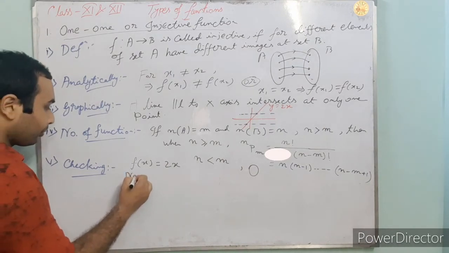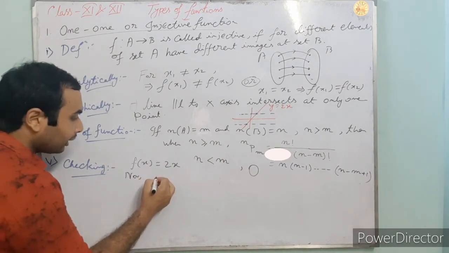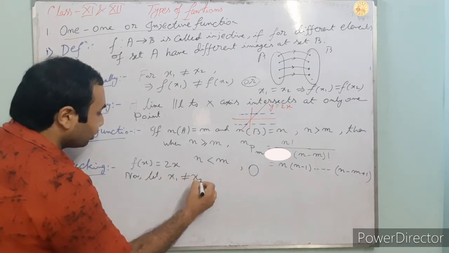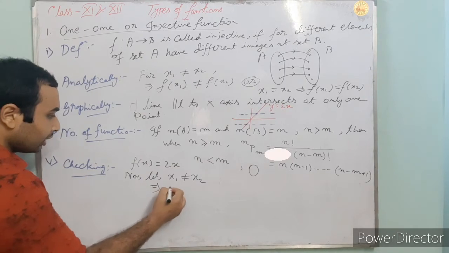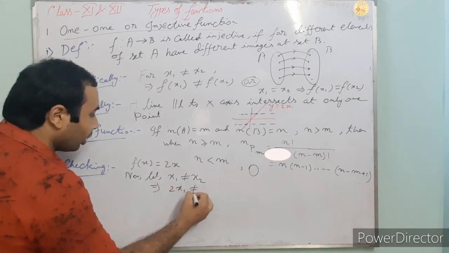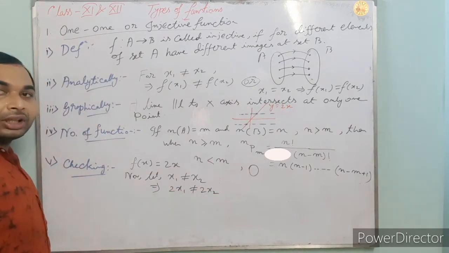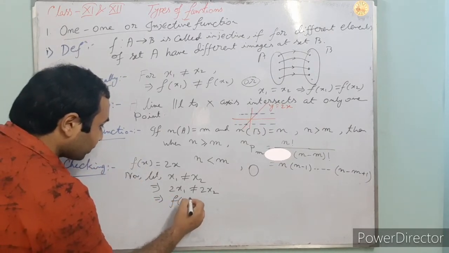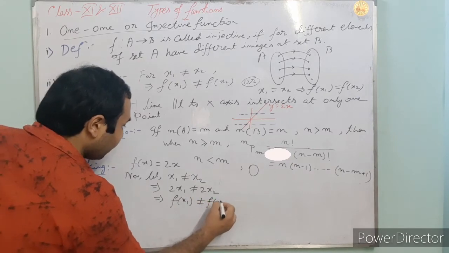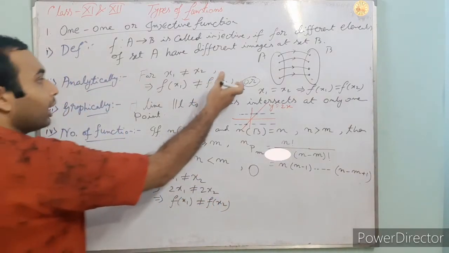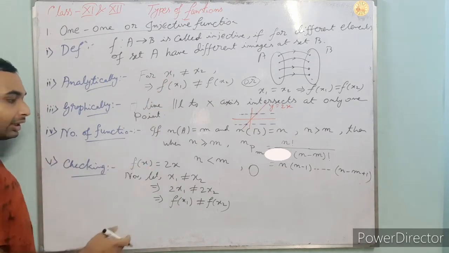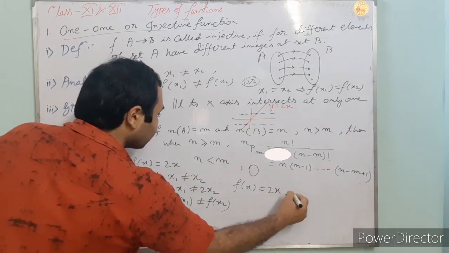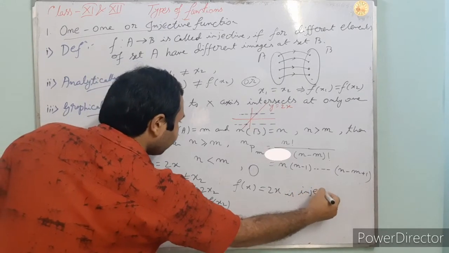Now let x1 not equal x2. That means 2x1 is not equal to 2x2. It is the obvious case. So whenever this holds, we can say f of x1 is not equal to f of x2. So according to the analytical definition, this function f(x) equals 2x is injective.